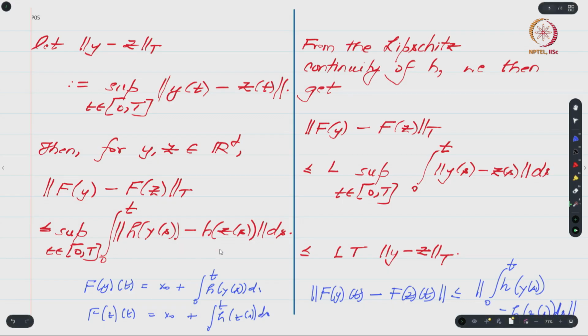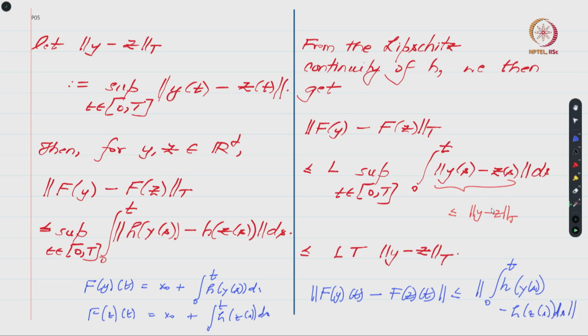Now we know that this function h is Lipschitz continuous. Because it's Lipschitz continuous, we can pull out this L over here and we would be left with the distance between y of s and z of s. Now this expression is upper bounded by the norm of y minus z subscript T, because this expression is the supremum. So if you look at the distance at any s, this must be upper bounded by this. This does not depend on s, so we can pull it outside the integral, and once you take the supremum you will end up with this capital T, and this is the upper bound that you will end up with.